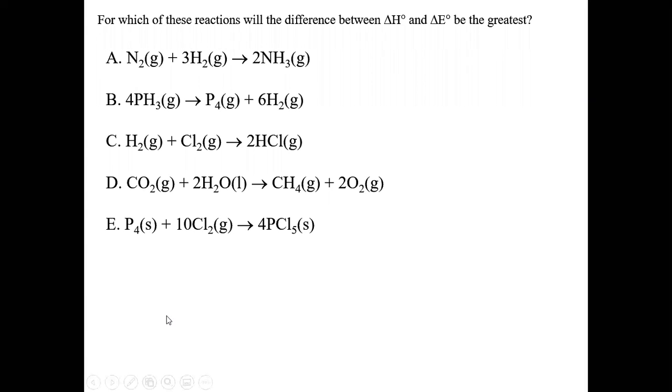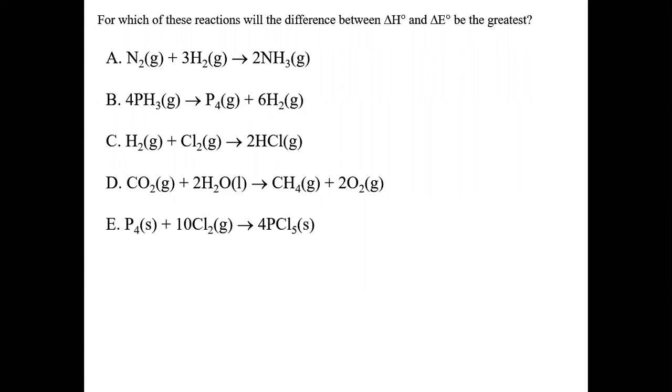Now this question is important because when we're talking about thermochemistry, we're talking about delta E, which is internal energy, and delta H, which is enthalpy, or heat at constant pressure. Delta E can be related to delta H, but also includes work. For most chemical reactions, there's very little work done compared to the amount of heat released.